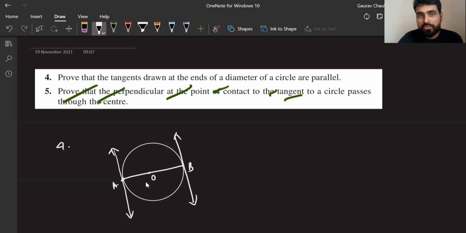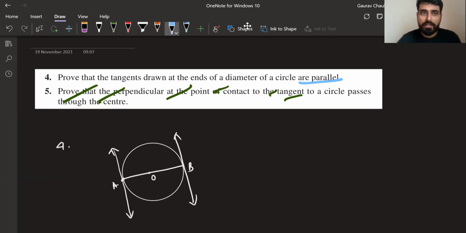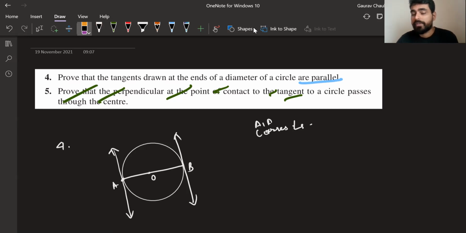Now, to prove any two lines are parallel, what do we need? We need any of the angle situations, like alternate interior angles, or corresponding angles, or the sum of interior angles on one side of the transversal is 180 degrees. We need alternate interior angles to be equal. You can use any one of them.